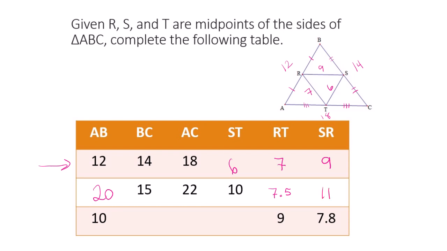Okay, all right, let's do the same thing with these last ones. So AB is 10, so that means ST is going to be half of that, which is 5, right? In order to find BC, we know RT is half of it, and so that means BC must be double what RT is, which is 18. So 9 doubled is 18. And then SR is half of AC, so AC must be double what SR is. So double 7.8 is going to be 15.6. All right.